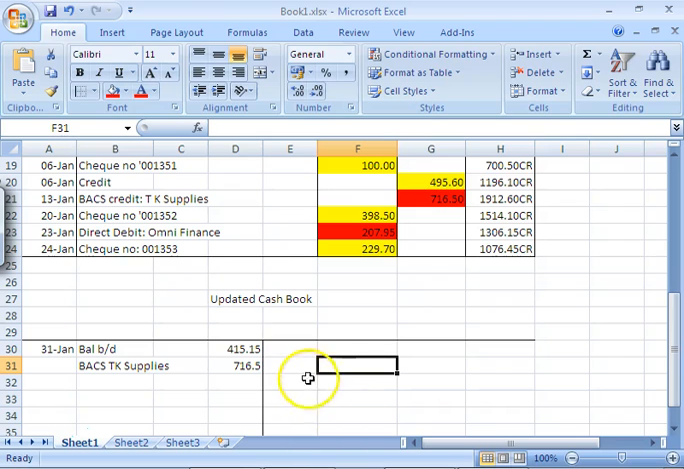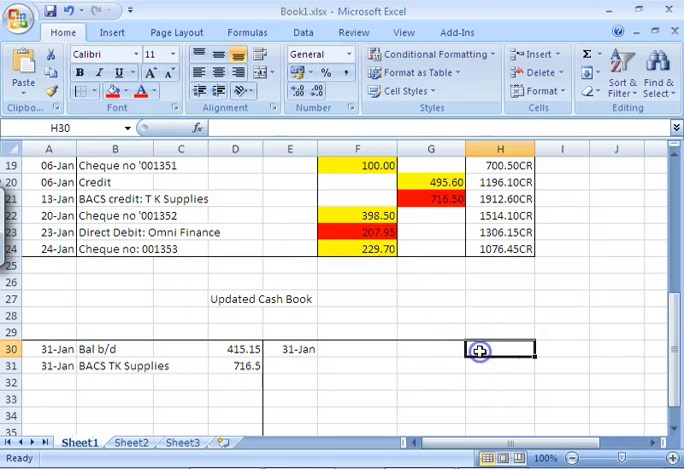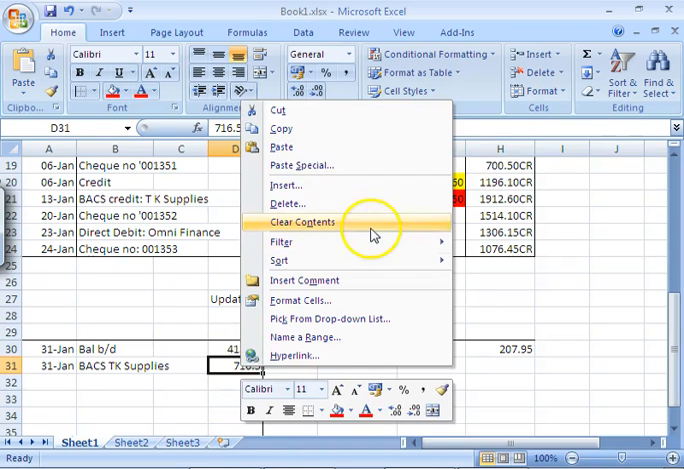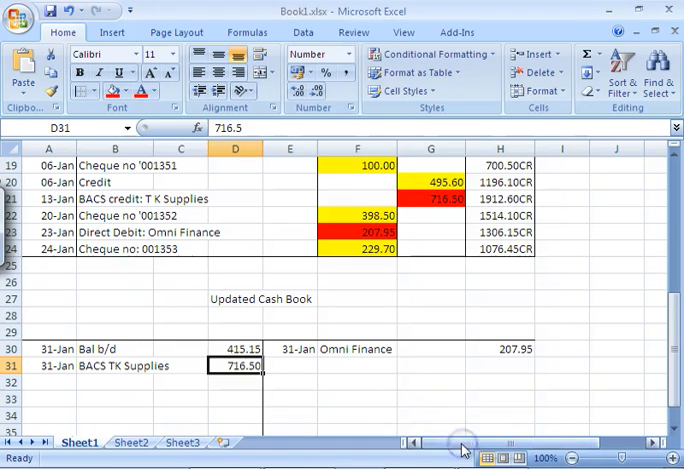And also we have this direct debit. You put the date, use the 31st of Jan. That's fine. And then also we have here, the 31st of Jan, we pay out 207.95, Omni Finance. Right, so I'll just double this up, make this two zeros, just to make it look neat and tidy. All right, so that's what we have now. We have this come in and we have this go out.